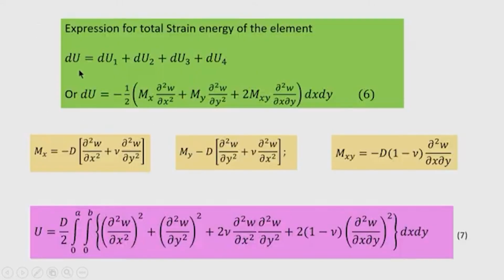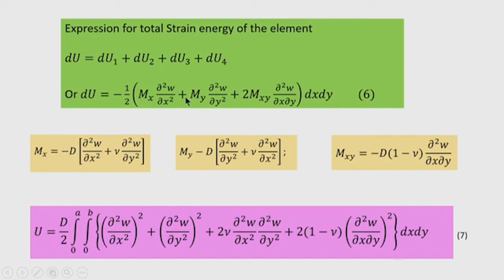So, adding all these components, du equals du1 plus du2 plus du3 plus du4, we get ultimately minus half of Mx del square w by del x square plus My del square w by del y square plus 2 Mxy del square w by del x del y, times dx dy. So, dx dy represents the area of the elemental length. This quantity is the strain energy density, and when we want to find the total strain energy, we must integrate it over the domain of the plate.